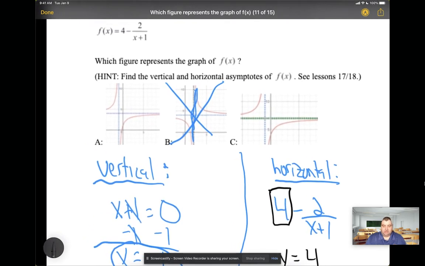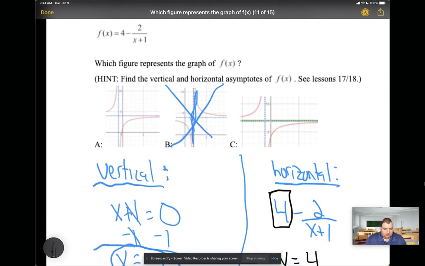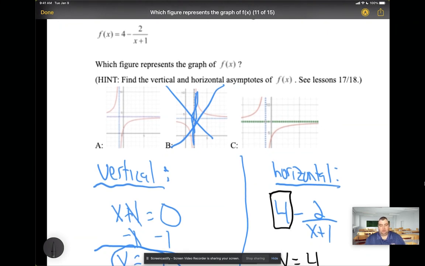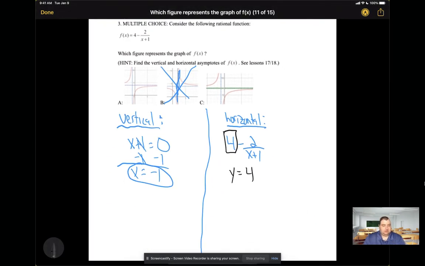So which one, A or C, which one has a horizontal asymptote at y equals 4? It doesn't look like it's going to be C, so it looks like A is the answer. Here's my horizontal asymptote at 4 and my vertical asymptote at negative 1. So the answer to number 3 is A.